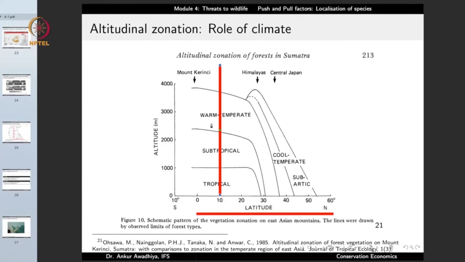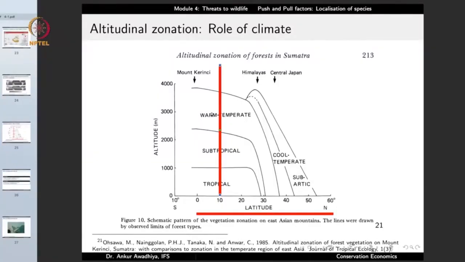As we move up a mountain, the temperature goes on reducing, and so after a level, we will start observing the subtropical forest, then the warm temperate forest, and so on. So, the trees that are found here near the equator but at a greater altitude, they will be very similar to the trees that are found here near the sea level but at a greater latitude. So, this is an example that tells us that because of the similarity in climatic conditions, we find similar sorts of vegetation.